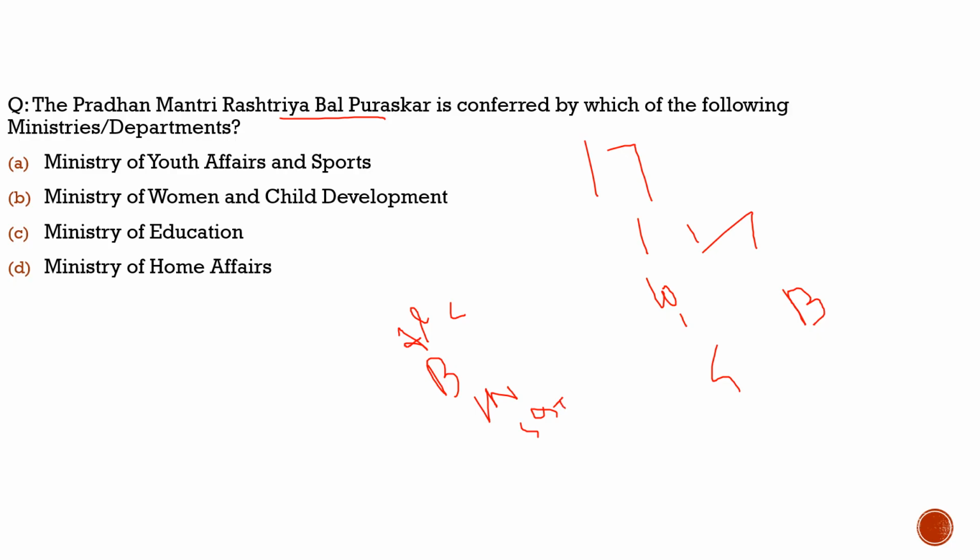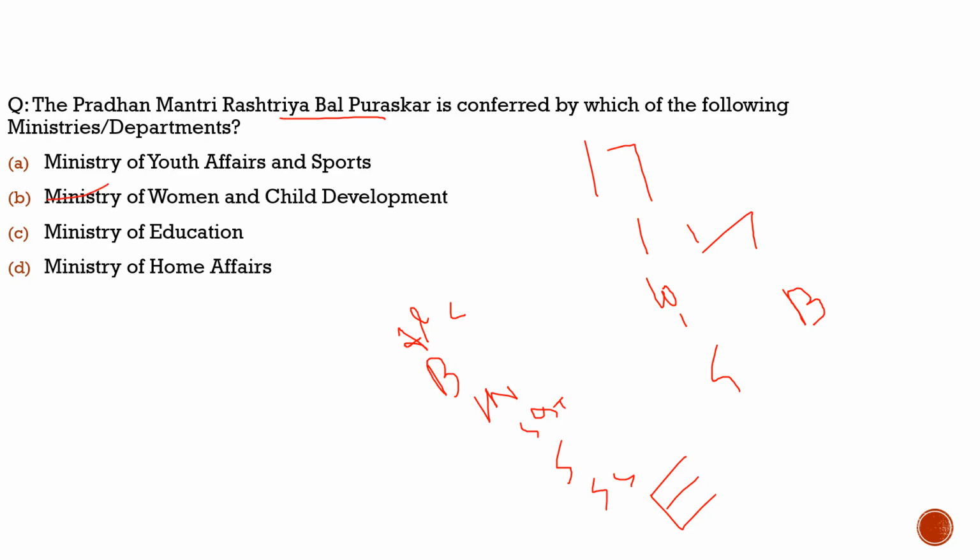Then comes sports. This is another of the sectors, along with environment and social services, in which the award is given to children who are below 18. Now coming to the question here, it says the Pradhan Mantri Rashtriya Bal Puraskar is conferred by which of the following ministries? Which is the ministry which confers this award to these children? It is the Ministry of Women and Child Development.